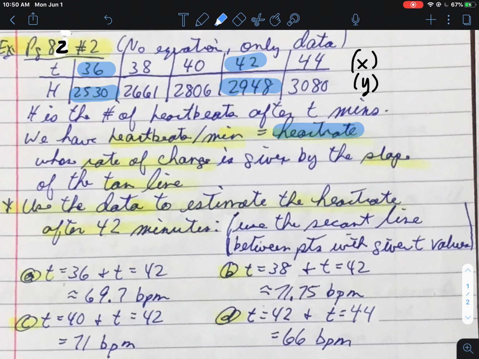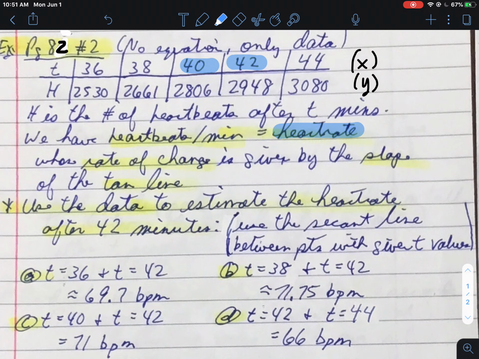And then we can look at the average heart rate over the time interval from, say, 38 to 42 minutes. So I can take the difference in heartbeats between those two times divided by the change in time, which would be 4 minutes. And again, I can give you an average heart rate over that time interval from 38 to 42 minutes. Get the idea? And I can do the same over the interval from 40 to 42. So what I'm doing is I'm calculating the average heart rate over these smaller and smaller intervals.